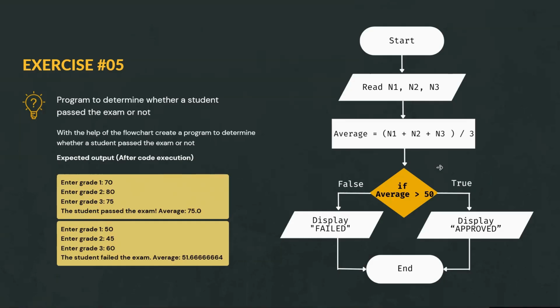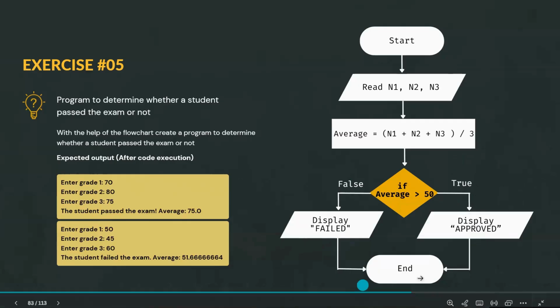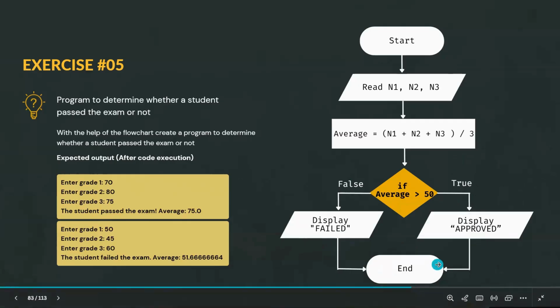So here is how the logic flows step by step. Imagine it's like a roadmap for our code. We take three numbers from the user, and then we find the average by adding all the three numbers and dividing it by three. Then if the average is greater than 50, we say approved. And if the average is less than 50, then it will say failed. And then we will end the program.